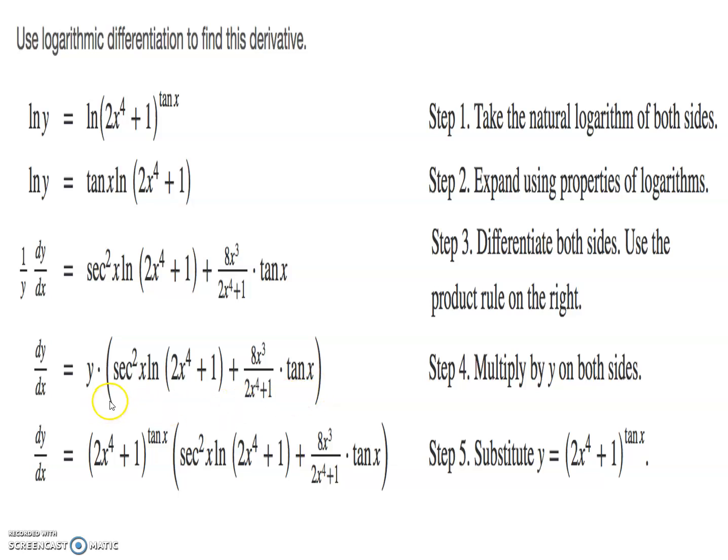We have to substitute y is equal to (2x raised to 4 plus 1) raised to tan x in the bracket sec square x ln (2x raised to 4 plus 1) plus 8x raised to 3 upon 2x raised to 4 plus 1 into tan x. So we have to substitute this way. These are the steps we have to write on the right hand side of the PPT: taking natural logarithm, expanding using properties of logarithm, differentiating both sides using the product rule, multiplying by y on both sides, and substituting y as the given f of x.